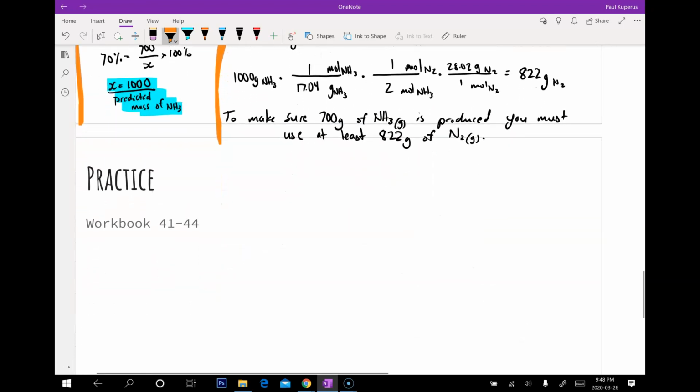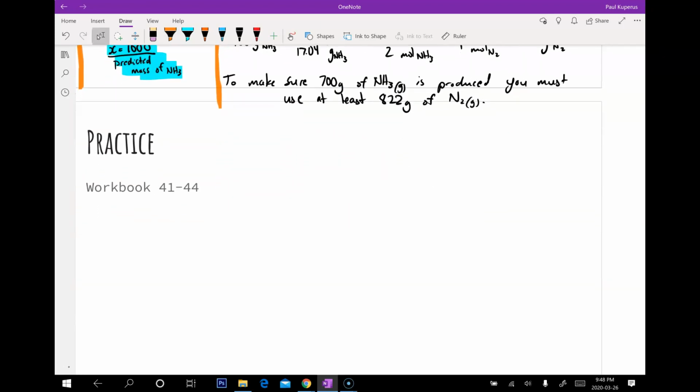There are a few practice questions in your workbook on percent yield and percent difference. Questions 41 to 44, give those a shot.